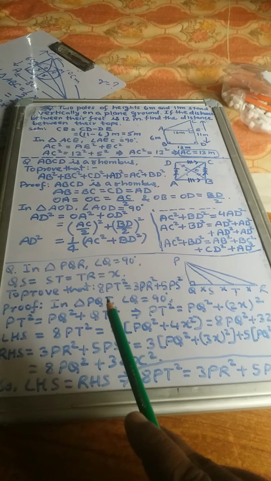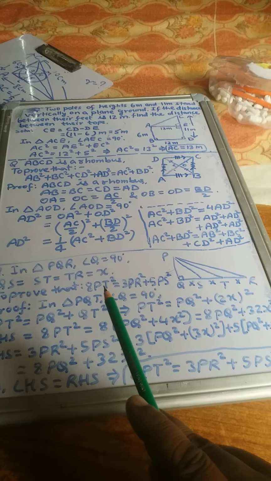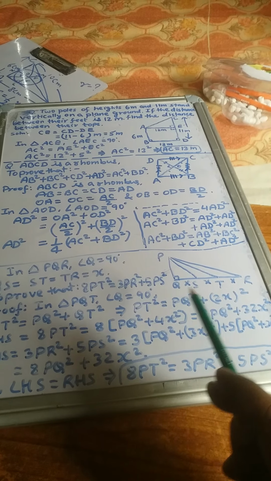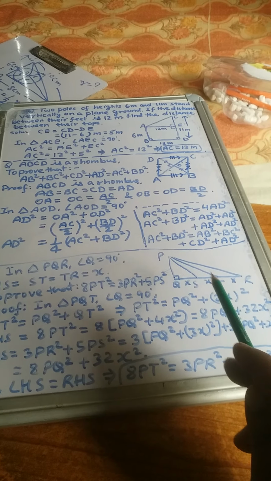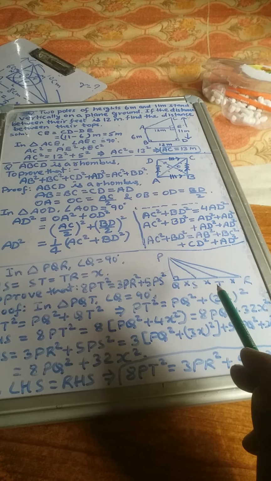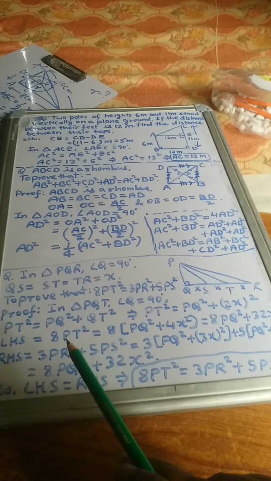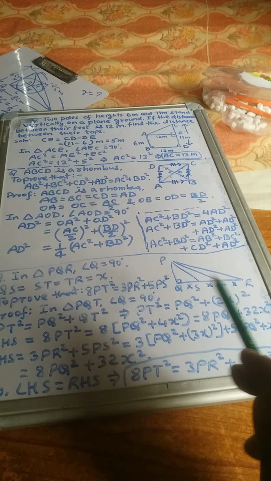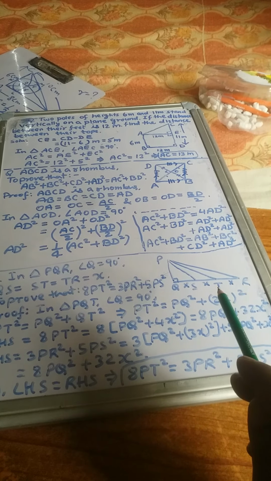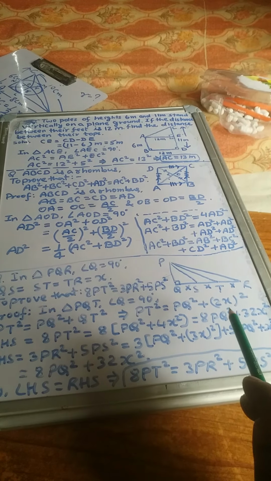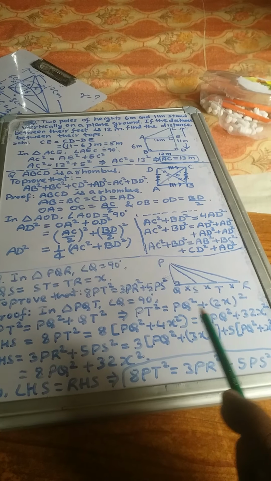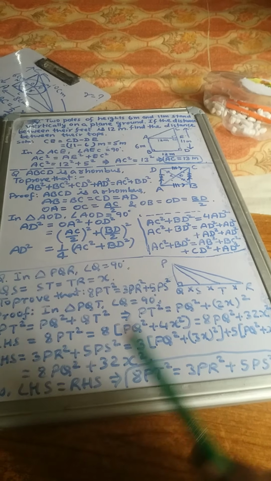So first I will go with the LHS part, 8 PT square. Going to triangle PQT, PT square equals PQ square plus QT square, and QT contains 2x. So we can say PT square equals PQ square plus 2x, the whole square. So PT square is PQ square plus 4x square.